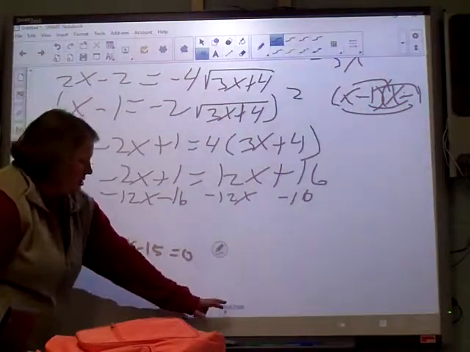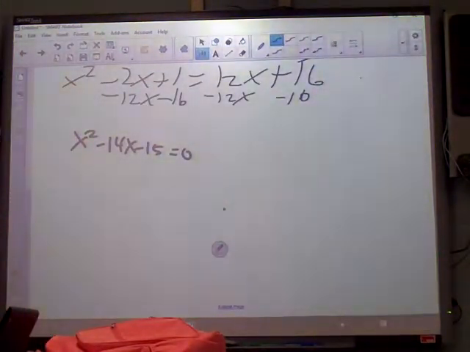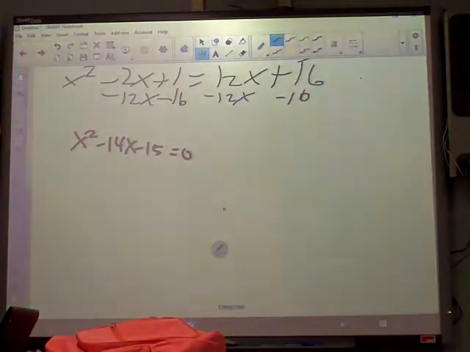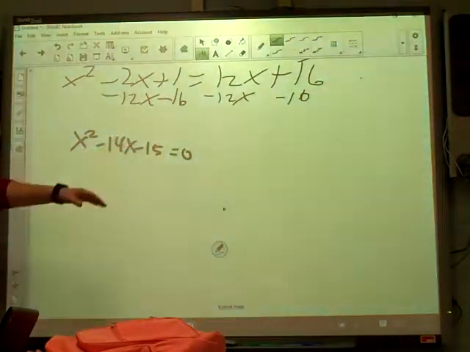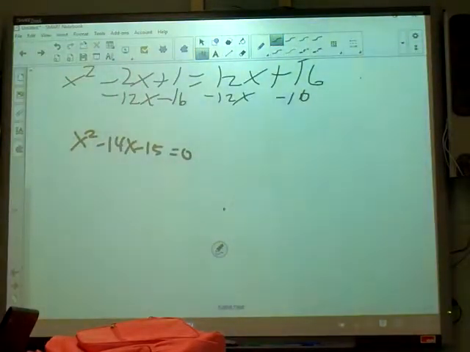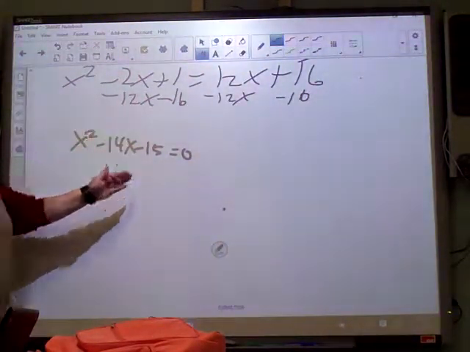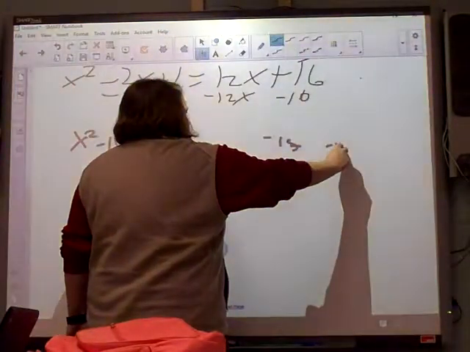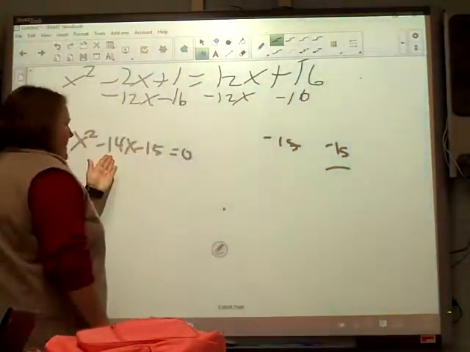Alright, you have done the quadratic formula, and you remember the quadratic formula because you can sing the song, x equals negative b plus or minus, you all remember that. We haven't redone that yet in here, we're getting real close to it, but we have done factoring a million times. So I'm going to factor this. A times c, what factors of negative 15 add to negative 14?